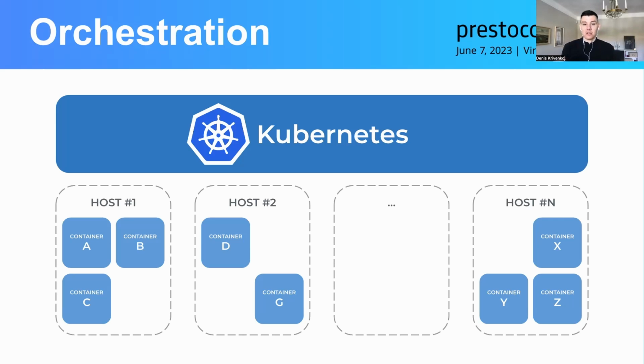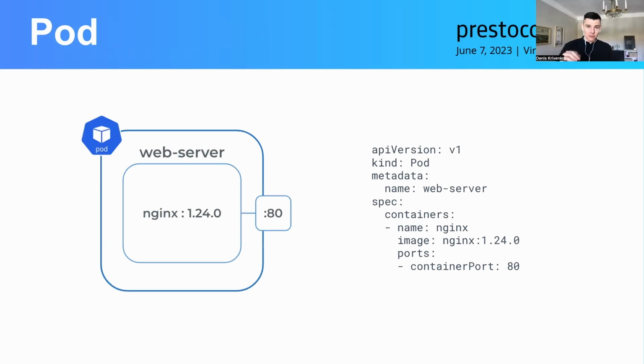Let's briefly look at some of them important for this talk. And first of all, it's pod. Pod is a minimal workload that can be executed in Kubernetes. It's one or more containers on the same host, and those containers share IP address and volumes. In this simple example, there is a pod called web server that runs one container of a specific version of Nginx and exposes port 80.